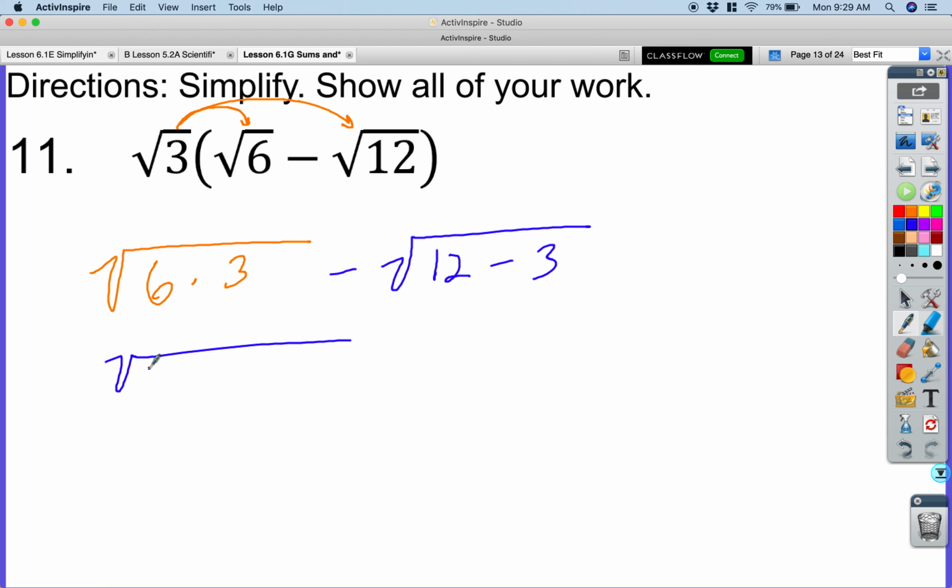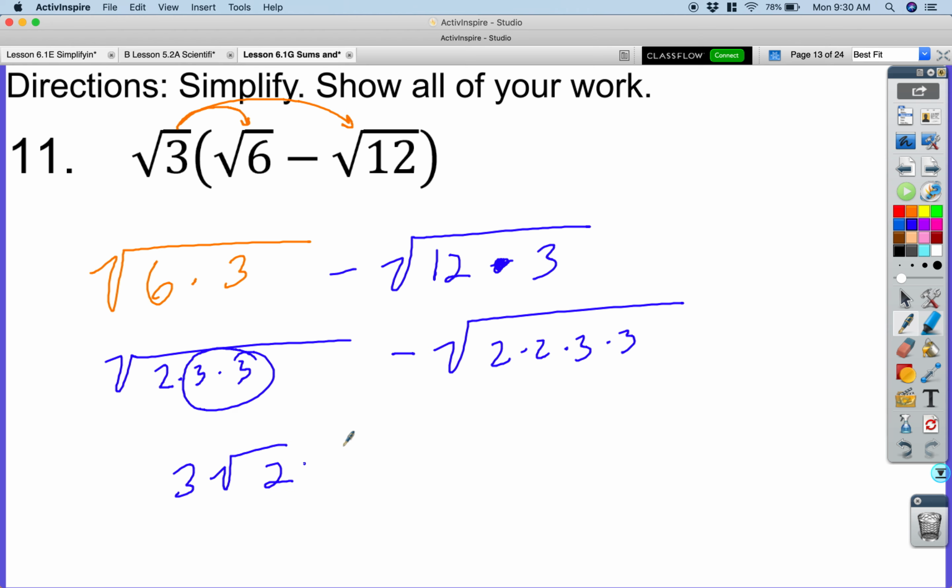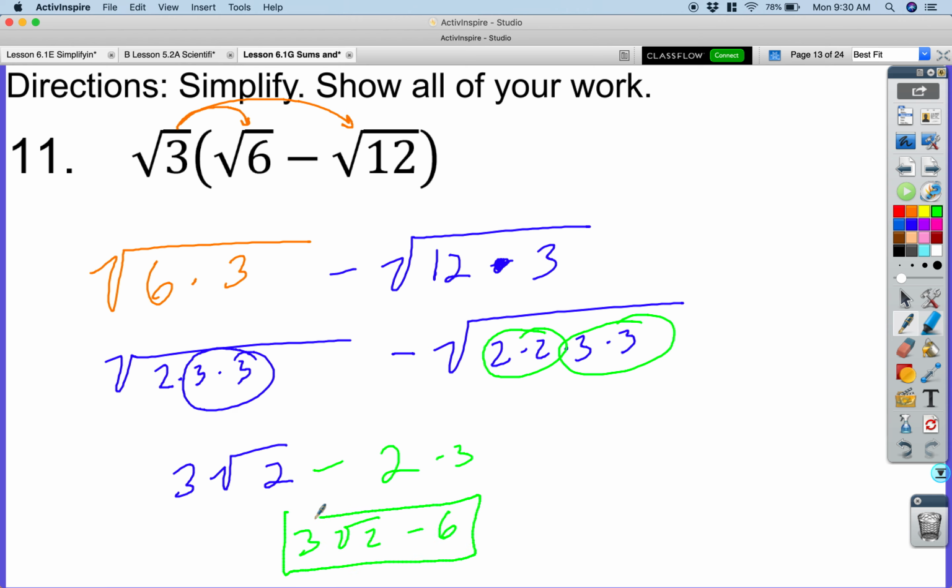So then when I break these down, 6 breaks down to 2 times 3. Then I already have this times 3 right here. Minus 12 breaks down into 2 times 2 times 3. And then I already have this times 3 right here. All right, so now I'm going to see if I have a pair. I do. So I have this 3 radical 2. And then over here I'm going to see if I have a pair. And I actually have 2 pairs. I have a 2, which I'm going to bring out, and I have a 3, which I'm going to bring out. So then I would be left with 3 radical 2 minus 6. Here, this is your final answer. There's nothing more we can combine, and so then we're done.